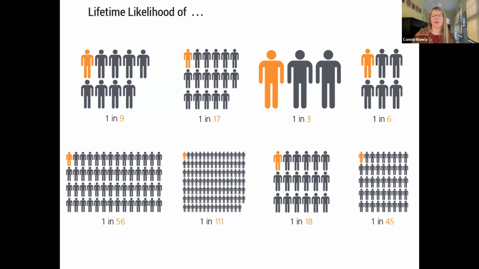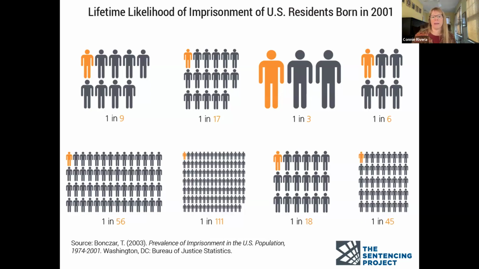All right, so we know that we're missing some information about what these groups are. We're missing the rest of the title, and we are, of course, also missing the information about where it came from. I haven't given you everything yet, but here is the title. Lifetime likelihood of imprisonment of U.S. residents born in 2001, and they fall in different categories here.